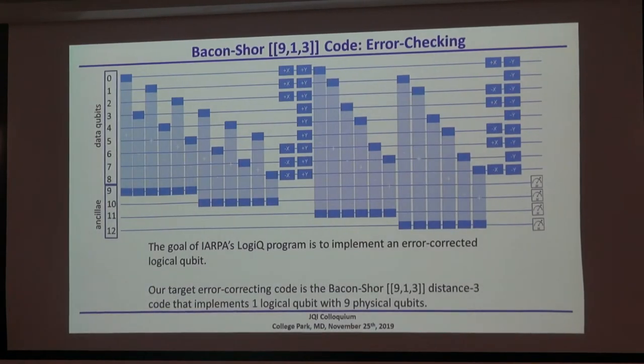As a challenge for error correction, our goal is to implement a complicated circuit, basically the Bacon-Shor 913 code. Although this is the particular error correction code, which implements one logical qubit with nine physical qubits and a distance 3 code, I point out that the system that we have built is general, and it can implement a wide variety of codes, including surface codes such as surface 17.